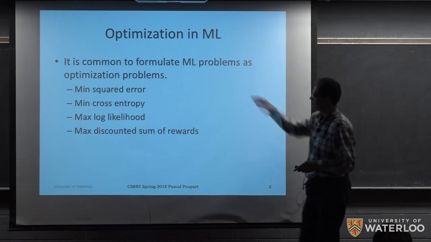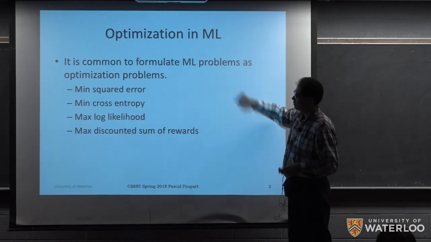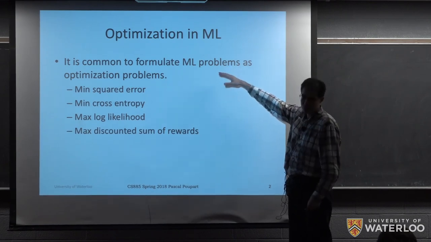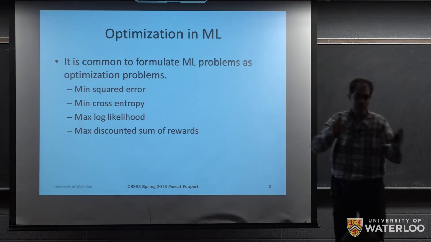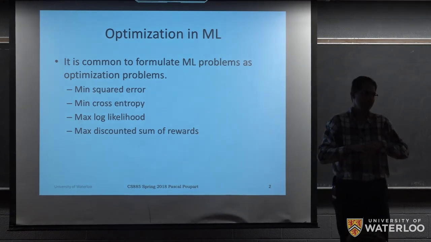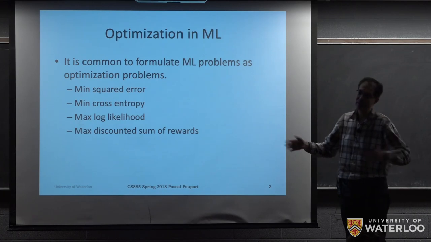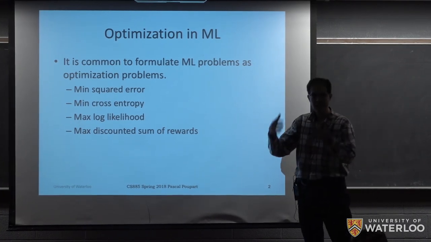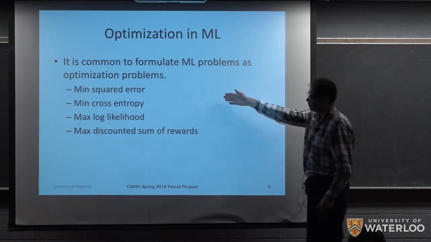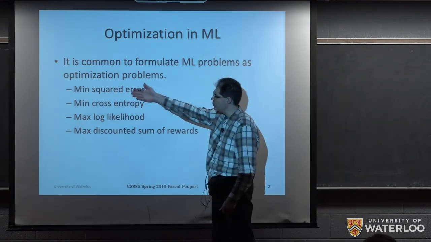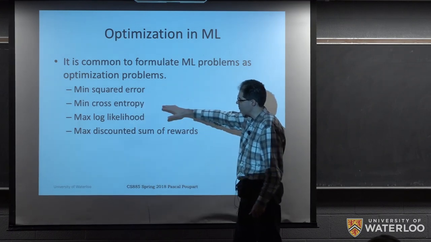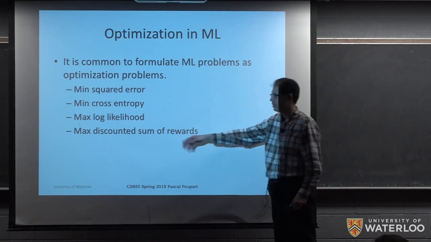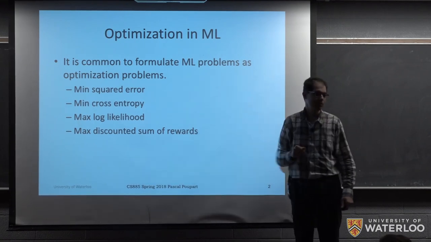Okay, so in optimization for machine learning, it is quite common, in fact, to think of machine learning as really just some form of optimization. So we can tackle machine learning in many ways, but by far the most popular approach is to formulate an objective and then optimize it. Some of the common objectives include minimum squared error, minimum cross entropy, maximum log likelihood, or in this course for reinforcement learning as well, maximum discounted sum of rewards.